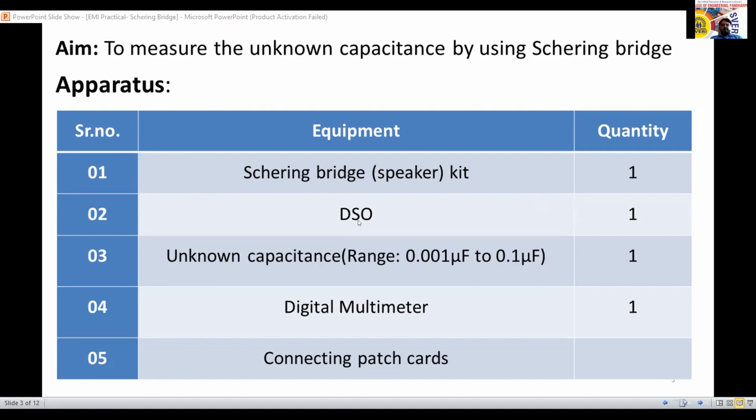Yes, sir. So the requirements for this Schering bridge, if we are doing the practical offline, are the Schering bridge kit that is available in the department, and a digital storage oscilloscope. One unknown capacitance is required for varying to make the bridge balanced, with a range of 0.0012 microfarad to 0.1 microfarad. A digital multimeter is required to give and measure the input voltage, and connecting patch cords are required.